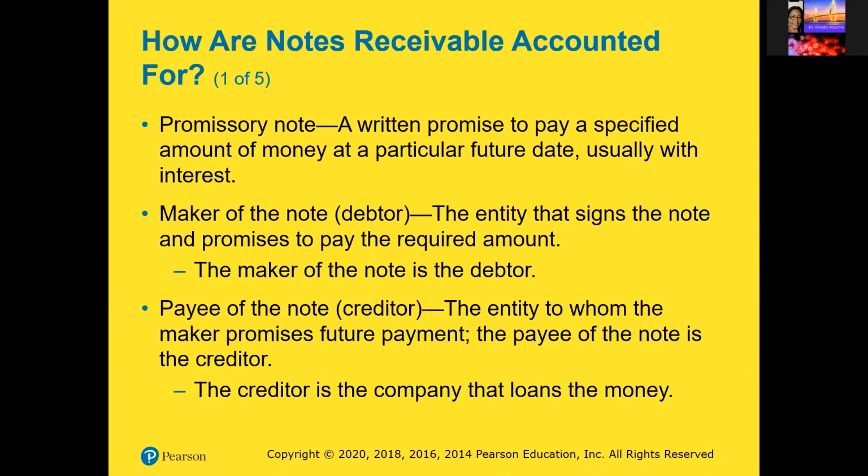Promissory note. A promissory note is a written promise to pay a specified amount of money at a particular future date, usually with interest. The maker of the note, who is the debtor, is the entity that signs the note and promises to pay the required amount. The payee of the note, the creditor, is the entity to whom the maker promises future payment. The creditor is the company that loans the money.